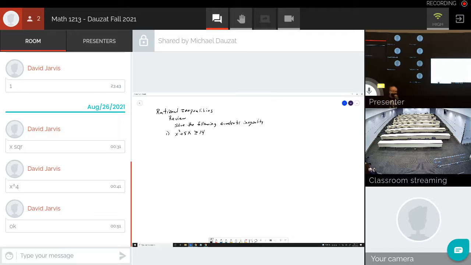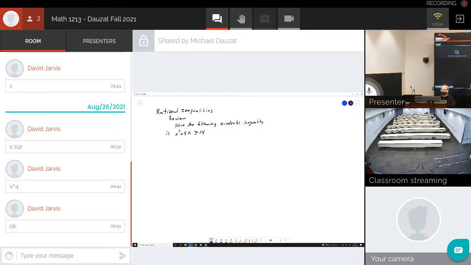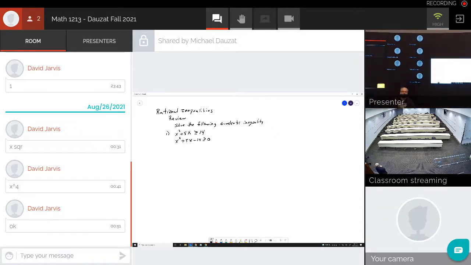So on that particular problem, what's the first thing you have to do? You've got to get 0 on one of the sides. So let's go ahead and bring the 14 over. So we have x squared plus 5x minus 14 is greater than or equal to 0. All right, now you've got to remember your steps. What's the next thing you have to do? Okay, why are you factoring? What are you trying to find? You're trying to find those zeros, the critical values. All right, so let's find the zeros.